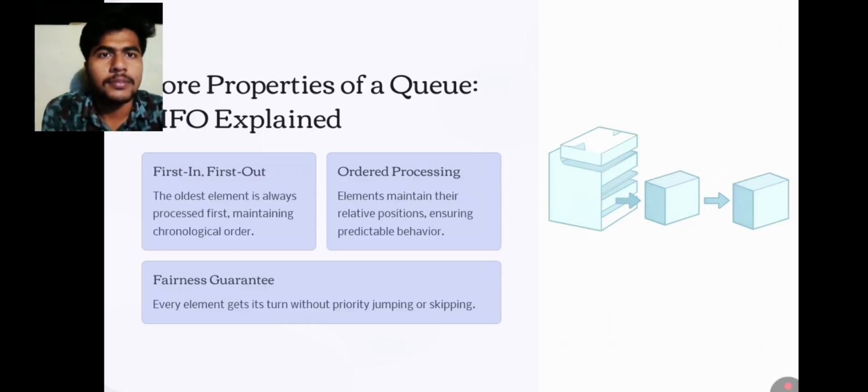And next, more properties of a queue. FIFO explained. First, what is FIFO? FIFO is first in first out. The oldest element is always processed first, maintaining chronological order. Ordered processing: elements maintain their relative positions, ensuring predictable behavior. Fairness guarantee: every element gets its turn without priority jumping or skipping.